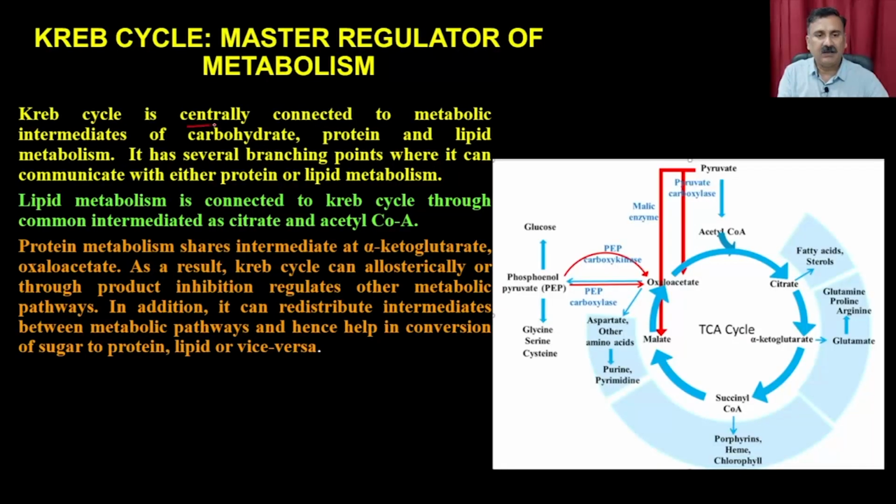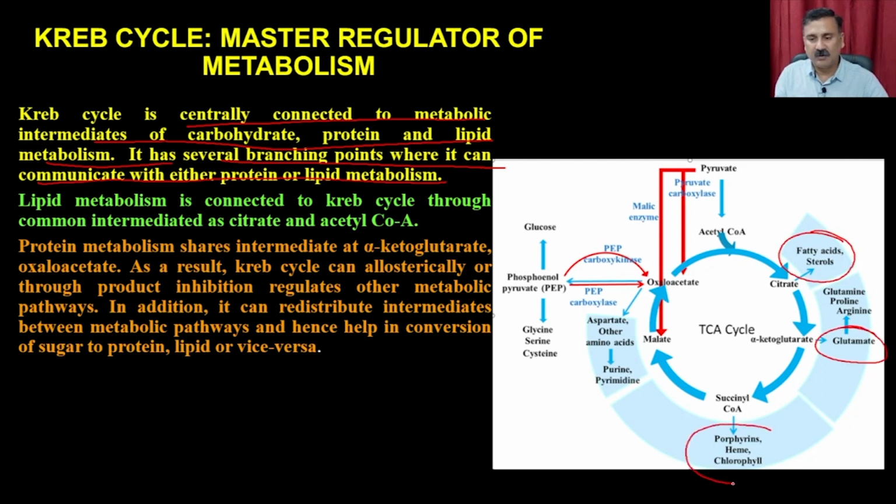Apart from the regulation, the Krebs cycle is central to carbohydrate metabolism, a central metabolic pathway, and that's why it communicates with various other pathways to facilitate the breakdown as well as the biosynthesis. So the Krebs cycle is centrally connected to the metabolic intermediates of carbohydrate, protein and lipid metabolism. It has several branching points where it can communicate with protein or lipid metabolism. So what you see here is extensive communication of the Krebs cycle with many types of pathways, for example, the fatty acid pathways, steroid production, protein pathways, and so on.